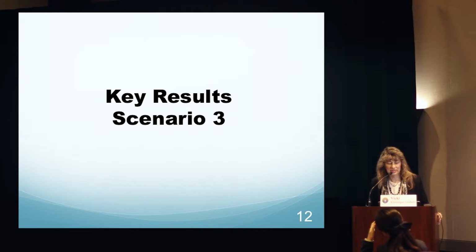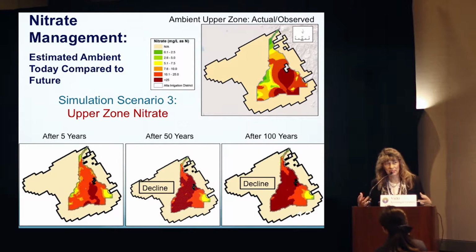So I'm going to hit on some key results for scenario 3, which was sort of the best of both worlds of our scenarios 1 and 2, where we're reducing the nitrogen loading and we have an increased irrigation efficiency. So this is the upper zone. In the upper right-hand corner, we have an illustration of what occurred from our kriging of actual observed results of our data. And then in the lower 3 images, we have what happened with our model simulations from 5 years to 100 years. And we're showing here we have an actual decline.